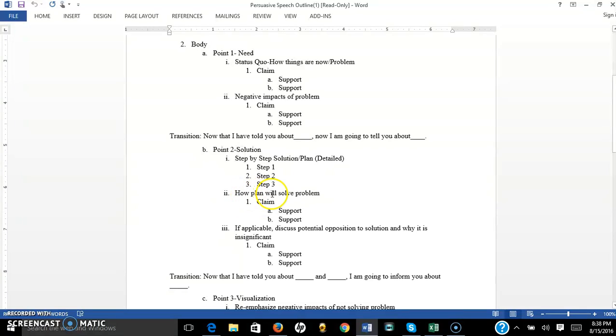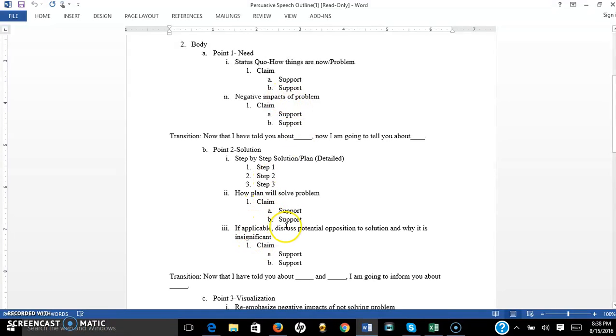Next, you need to show how your plan will solve the problems that you discuss in your main point 1. So how will writing my senator help a problem? That's what you discuss here. Or if your plan was donating to the American Cancer Society, how will donating to the American Cancer Society help the occurrence of cancer or help find a cure?